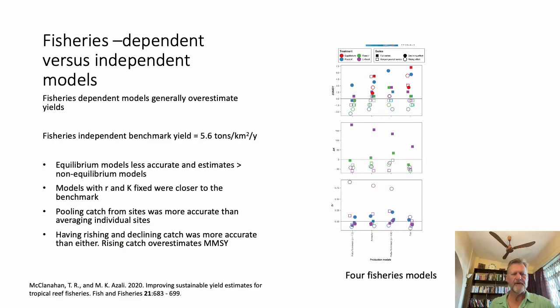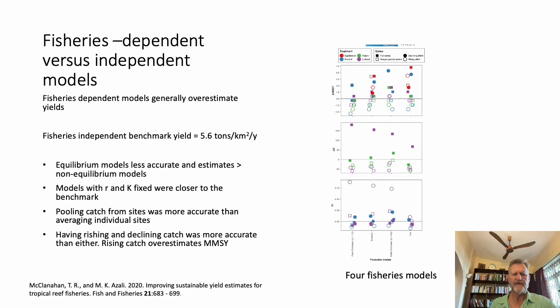This provides a nice opportunity to compare some of the fisheries models, the equilibrium and non-equilibrium models, with the fisheries independent predictions. And the fisheries independent predictions are the zero line here, and you can see how the models either over or underestimate yields relative to that fisheries independent model for the R and K values that we selected of 0.23 and K of around 100 tons per kilometer squared. And you can see that equilibrium models are less accurate than the non-equilibrium models where stock values are included, that when you fix R and K, you get models closer to our benchmark.